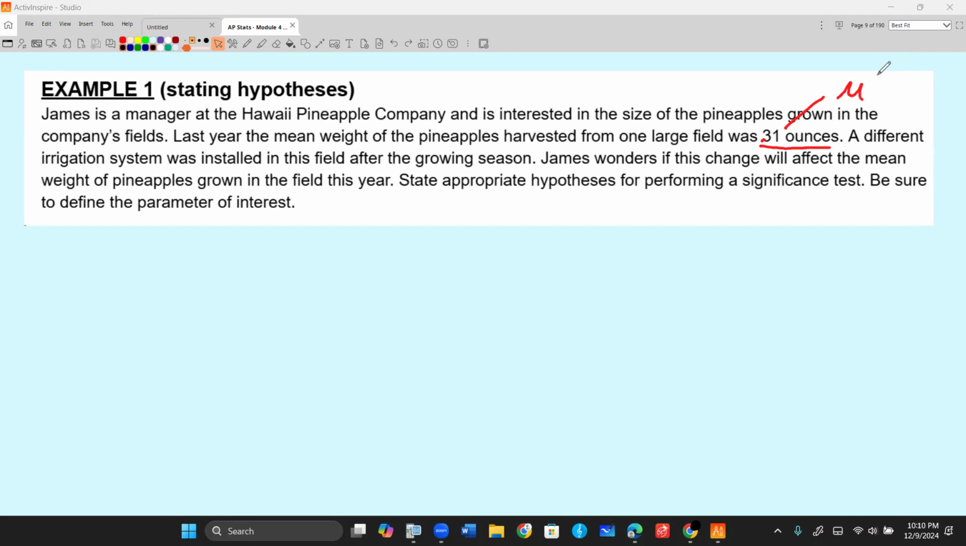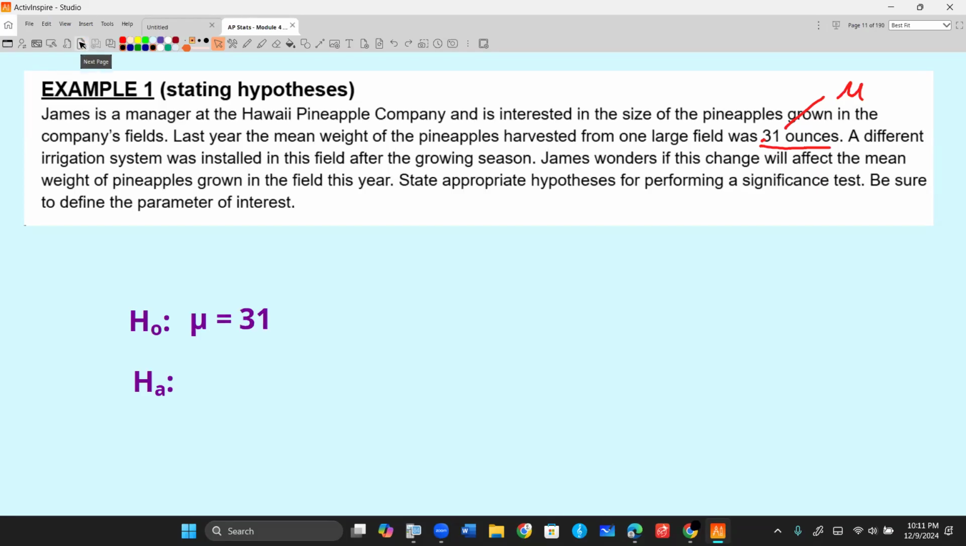A different irrigation system was installed in this field after the growing season. James wonders if this change will affect the mean weight of the pineapples grown in the field this year. We want to state some appropriate hypotheses for performing a significance test. Be sure to define the parameter of interest. So we know that our parameter is a mean in this case. So when we're talking about hypotheses, first, when we set them up, we want to do H0 and Ha. So our null is the H0 and our alternative is the Ha.